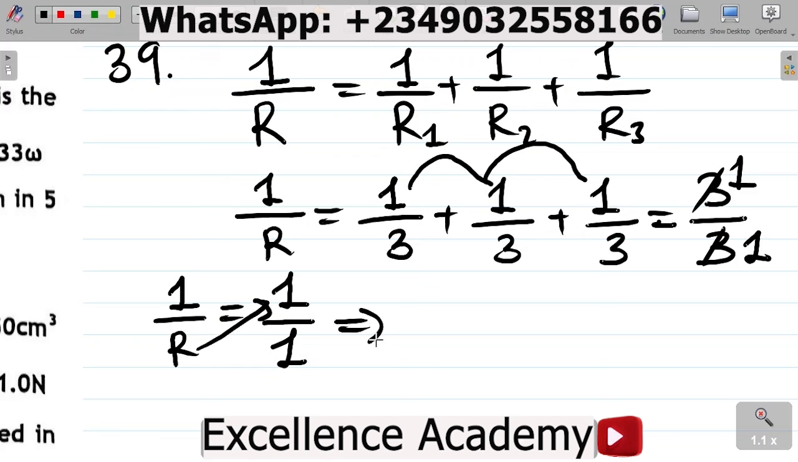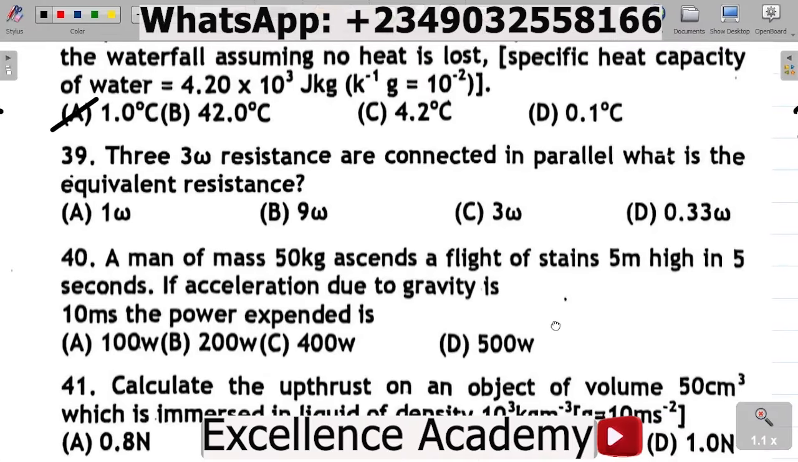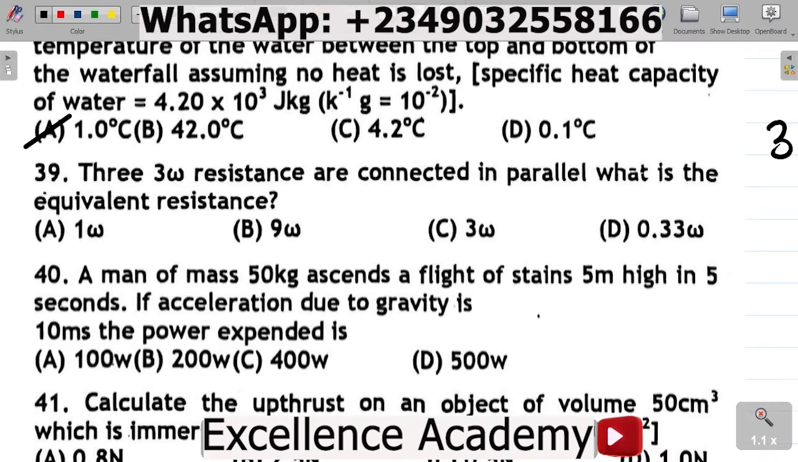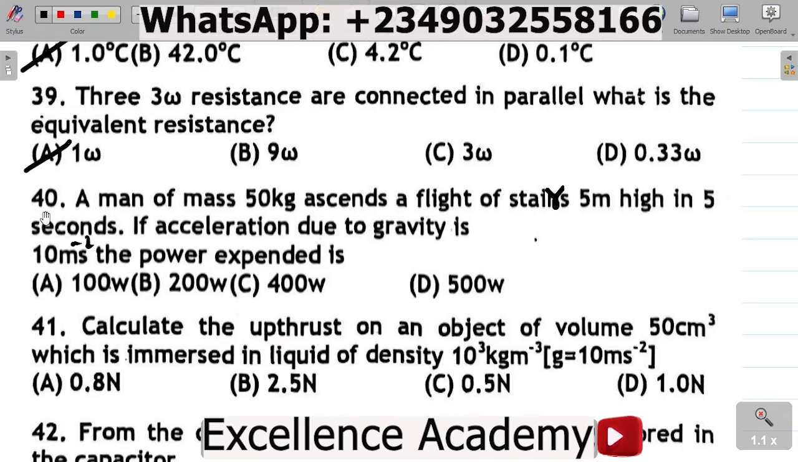From here, cross multiply. R times 1 gives you R. It's equal to 1 times 1 gives you 1. So the value is 1 ohm. So I have 1 ohm as my answer. Coming back to this, the answer is this 1. That's the correct answer.